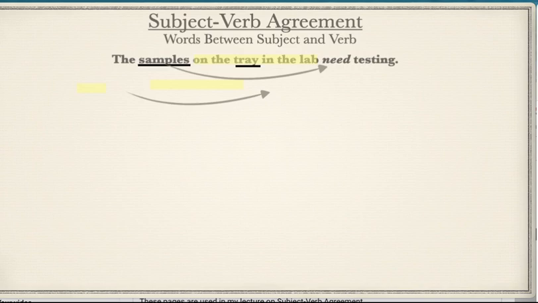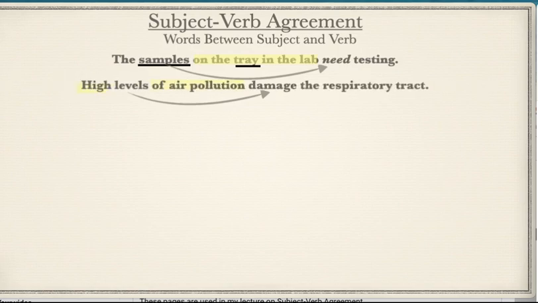If we had considered air pollution to be the subject, damages would be correct. Air pollution damages the respiratory tract. But since we've determined that the subject is levels, the verb that agrees with levels is damage. Levels damage the respiratory tract.